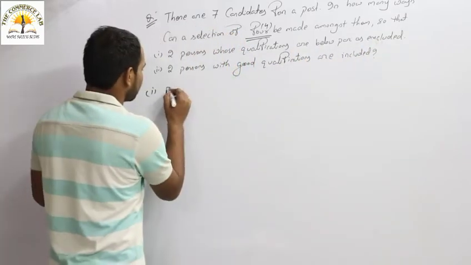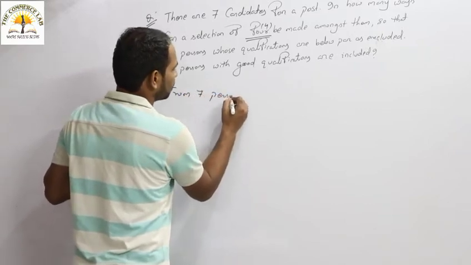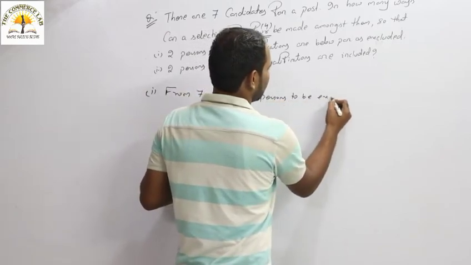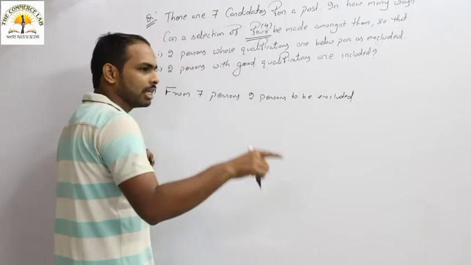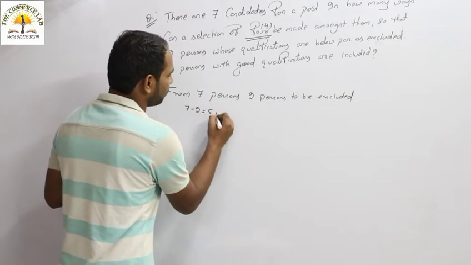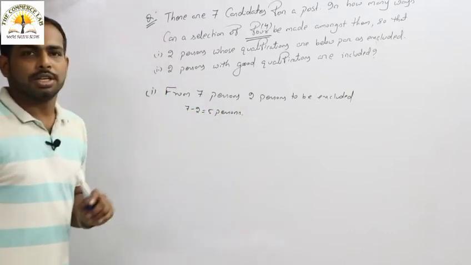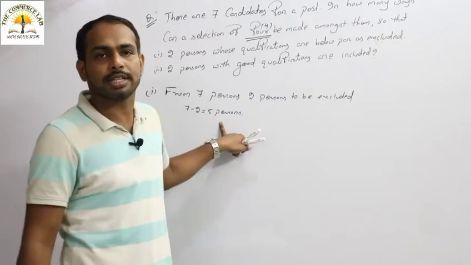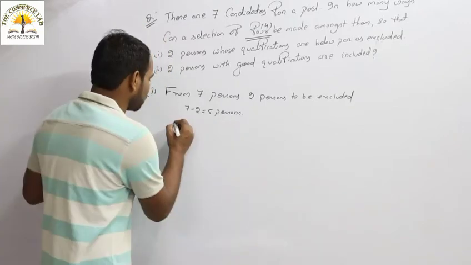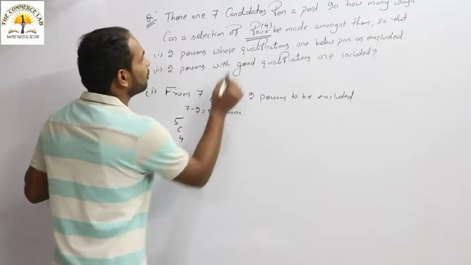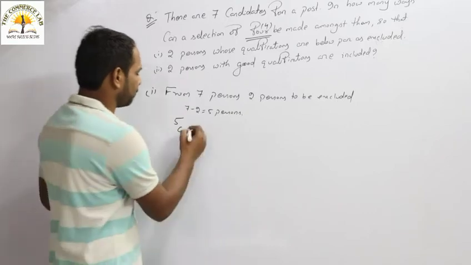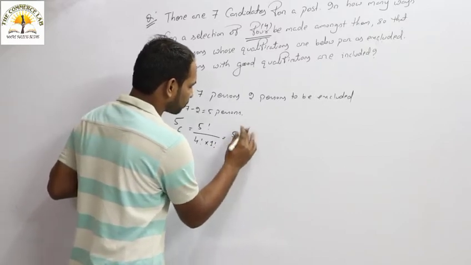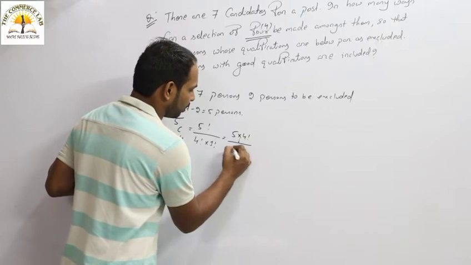That means from seven persons, two persons are to be excluded. So we have to select from 7 minus 2, that is 5 persons. Because two persons are already excluded, we have five options left. So we have to select four from the five persons. 5C4 is equal to 5 factorial by 4 factorial into 1 factorial, that is 5 into 4 factorial by 4 factorial.